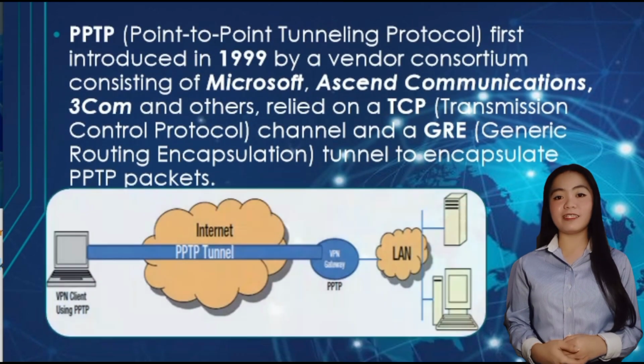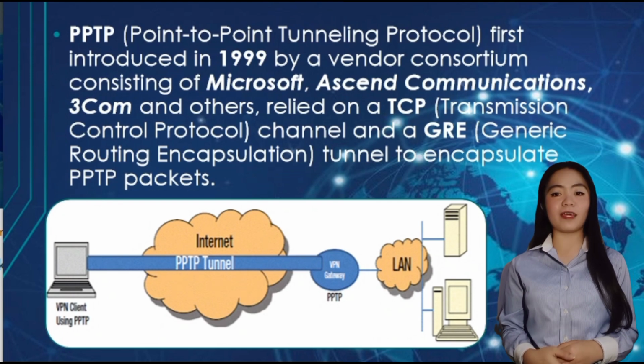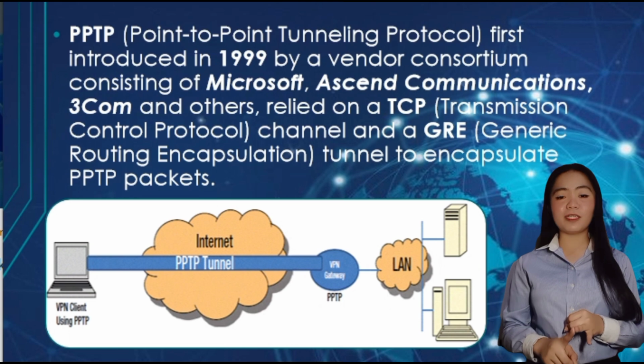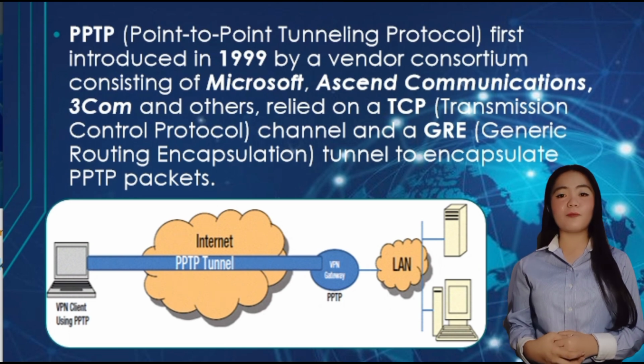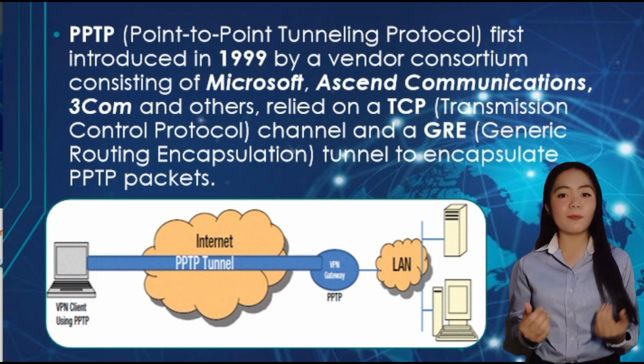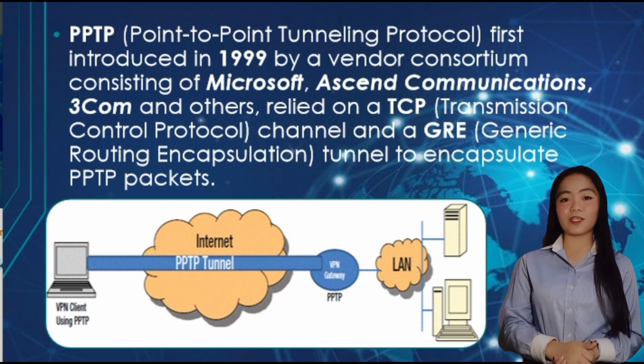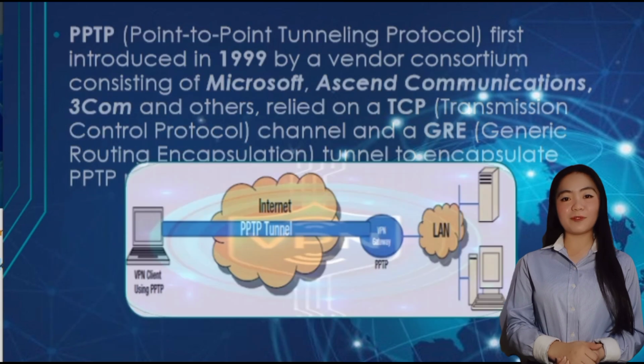PPTP, first introduced in 1999 by a vendor consortium consisting of Microsoft, Ascend Communications, 3Com, and others, relied on a Transmission Control Protocol, or TCP, channel and the Generic Routing Encapsulation, or GRE, tunnel to encapsulate PPTP packets. With PPTP, it would be possible to use IP addresses to switch packets, providing users with an untraceable, anonymous identity.